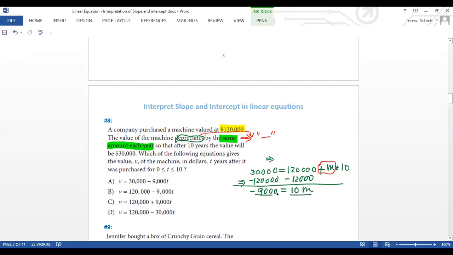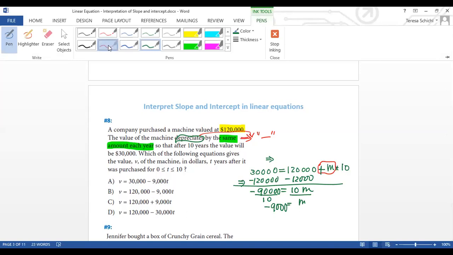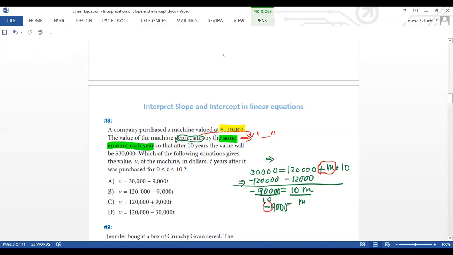Then you divide by 10, divided by 10. So what is my m here? It's negative what? 9 hundredths here, right? So did I do this one? 90,000, so okay, this is 90,000. So it's 9,000 here. Right now, be careful here. So m is negative, just like we expected, because it's depreciation.